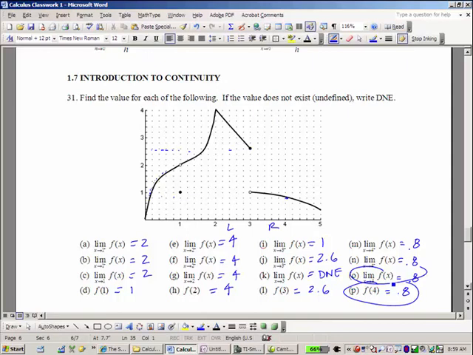If they're not, the limit can still exist, right? We still had a limit here. The functional value can still exist, but if they don't agree, then it's not continuous.